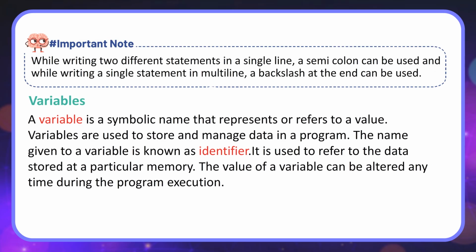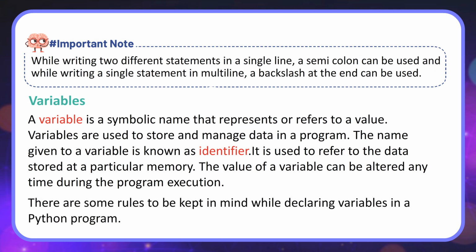Variables. A variable is a symbolic name that represents or refers to a value. Variables are used to store and manage data in a program. The name given to a variable is known as an identifier. It is used to refer to the data stored at a particular memory location. The value of a variable can be altered anytime during the program execution.